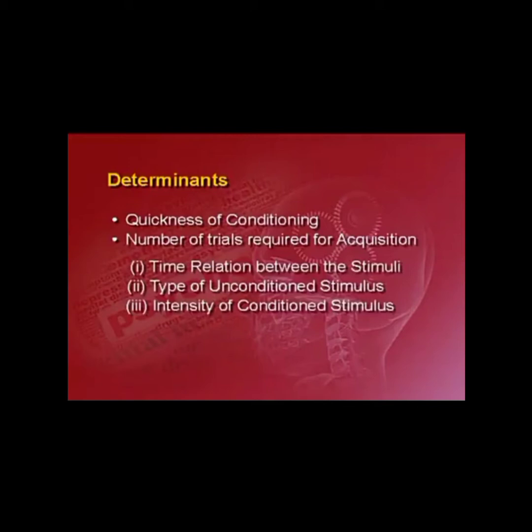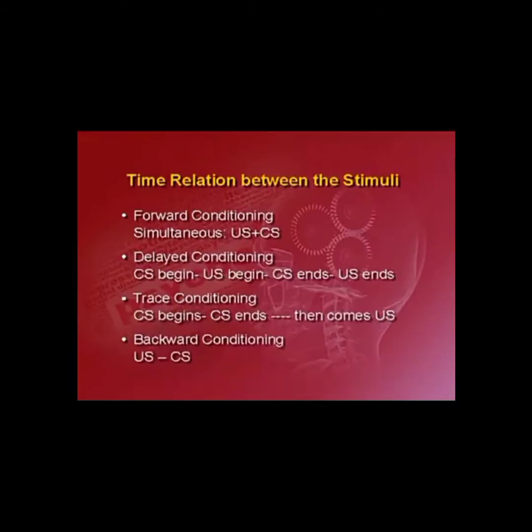Okay, students, just see the three determinants of classical conditioning. First is time relation between these stimuli, second is type of unconditioned stimulus, and third is intensity of conditioned stimulus. Now we will take up this one by one. First, we will talk about forward conditioning. In forward conditioning there are three types: simultaneous conditioning, delayed conditioning, and trace conditioning.